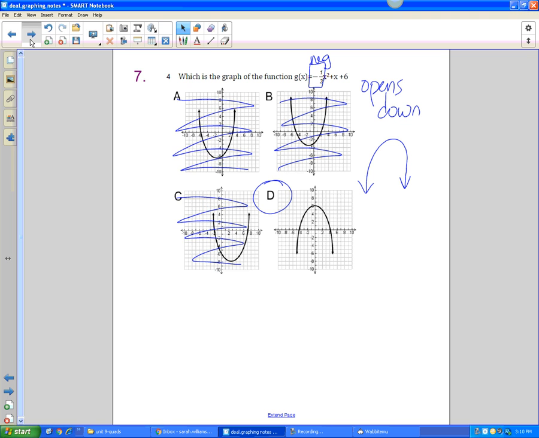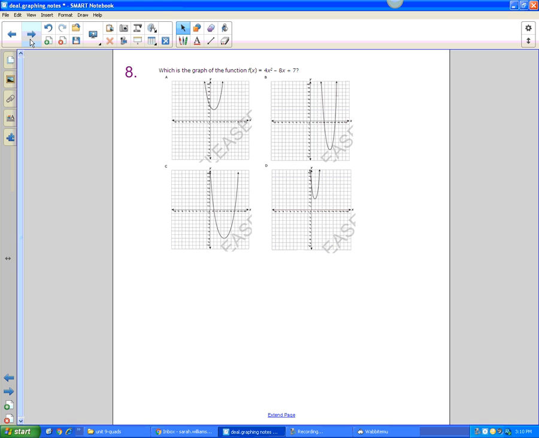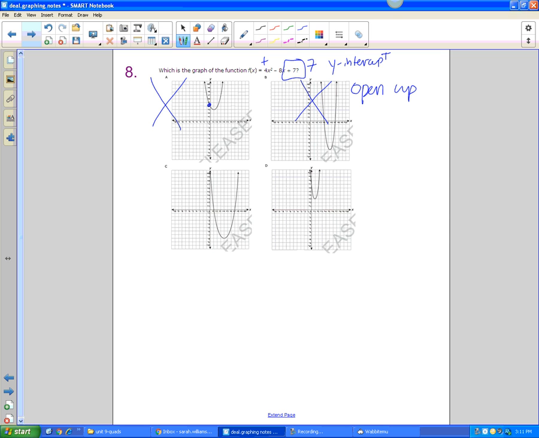Okay. All right, number 8, which is the graph of the function 4x squared minus 8x plus 7. So the 4 is positive, so it's going to open up, which they all do. The 7 is your y-intercept. So let's see which ones have graphs that cross at 7. 1, 2, 3. That one crosses at 4. 1, 2. That one doesn't cross at all. 1, 2, 3, 4, 5, 6, 7. Nope, I know it's hard to see. 1, 2, 3, 4, 5, 6, 7. So D is the one that crosses at 7.